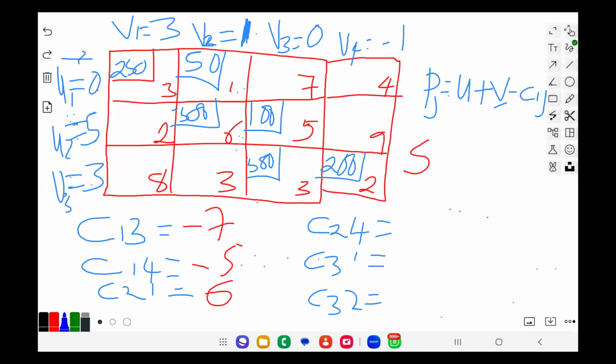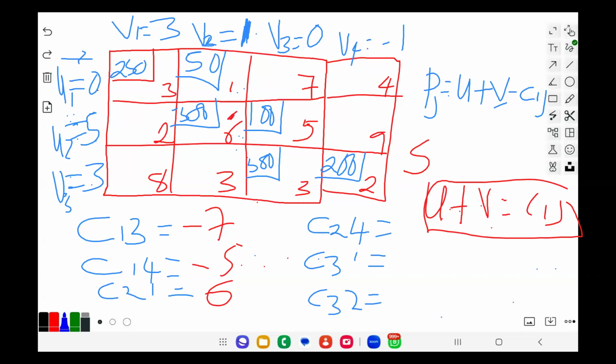When we were doing U plus V is equal to Cij, you remember this? We're dealing with the allocated cells only. When you add U plus V it is equal to the Cij. The Cij are these allocated numbers in the cells, like 2, 6, C3. These are the Cijs. That's what I said.